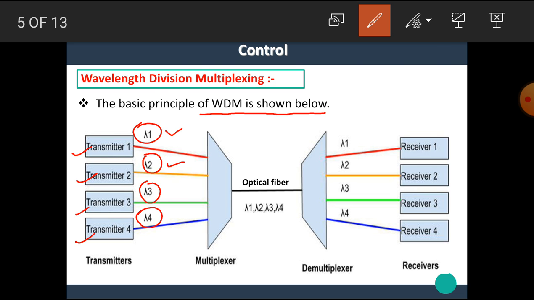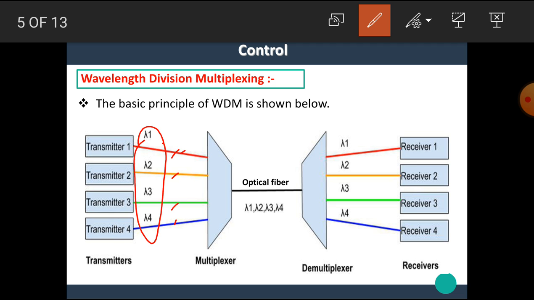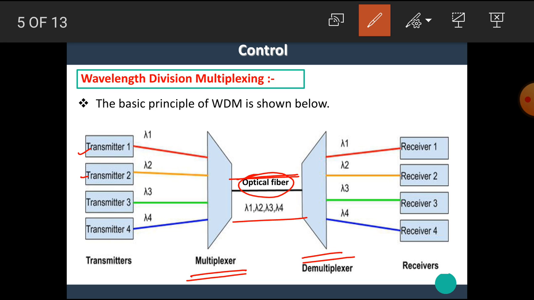having wavelength lambda 4. Okay, here we can see that the lambda 1 wavelength is having color red, lambda 2 having yellow, lambda 3 having green, and lambda 4 having blue. That means the different wavelength decides the different colors of the signal. These signals from the different sources are multiplexed in the multiplexer and transmitted on an optical fiber. Okay, or they are multiplexed in a single communication channel and transmitted towards the receiver through a single optical fiber.